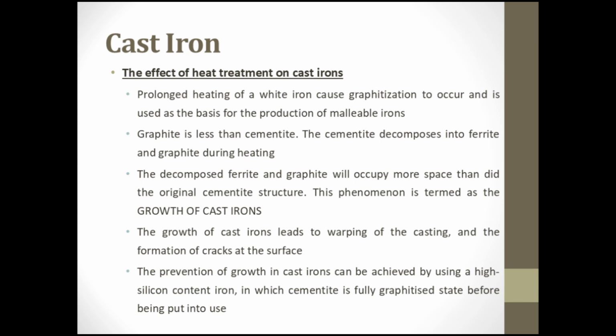The decomposed ferrite and graphite will occupy more space than did the original cementite structure. This phenomenon is termed the growth of cast irons. The growth of cast irons leads to warping of the casting and the formation of cracks at the surface. The prevention of growth in cast irons can be achieved by using a high silicon content iron in which cementite is in a fully graphitized state before being put into use.